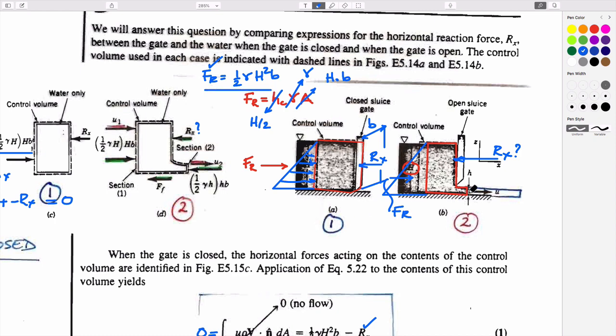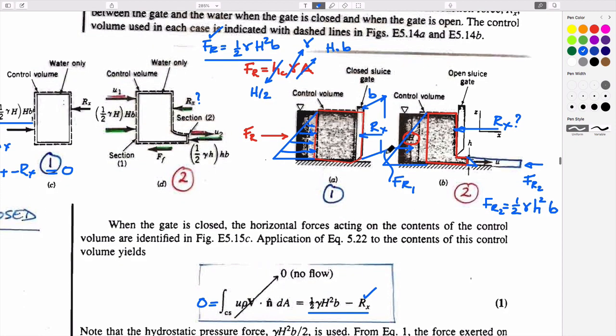We have a force that's going to act on this portion here, if you can see the triangle I'm drawing, and I guess this can be FR1 and this can be FR2. And FR2 is going to be a direct analog to this. It's going to be equal to a half unit weight, but the height is going to be this lowercase h squared, times the width into the page, the same width here. And so if we calculate those two, that's part of the story, but it's not the full story, right?